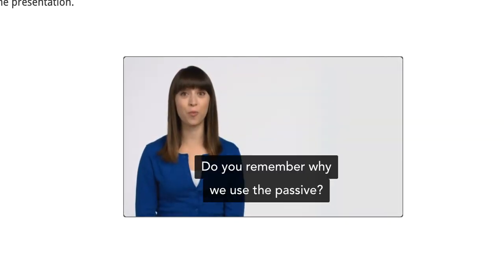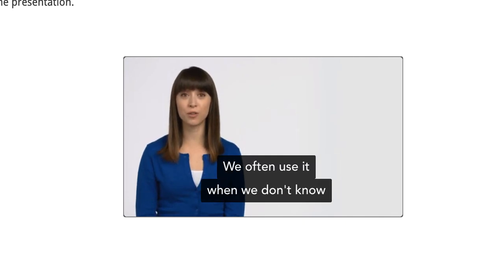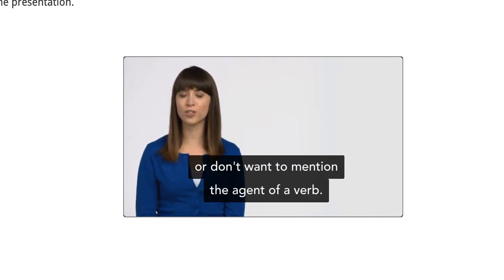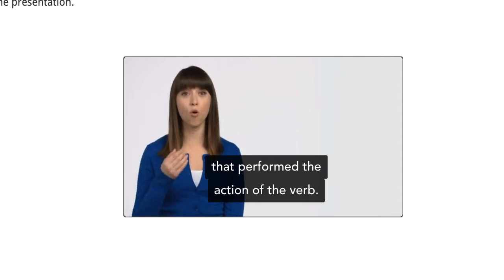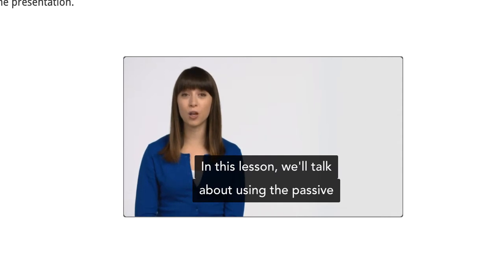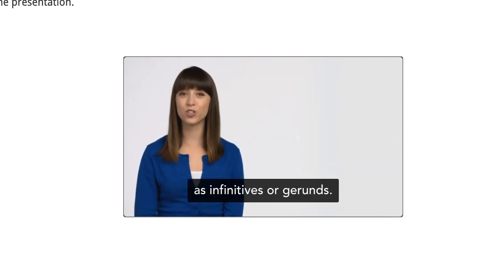Do you remember why we use the passive? We often use it when we don't know or don't want to mention the agent of a verb. Remember, the agent is the person or thing that performed the action of the verb. In this lesson, we'll talk about using the passive as infinitives or gerunds.